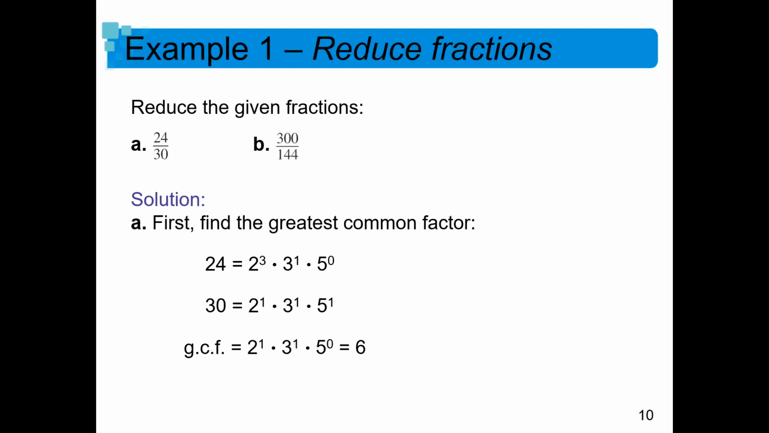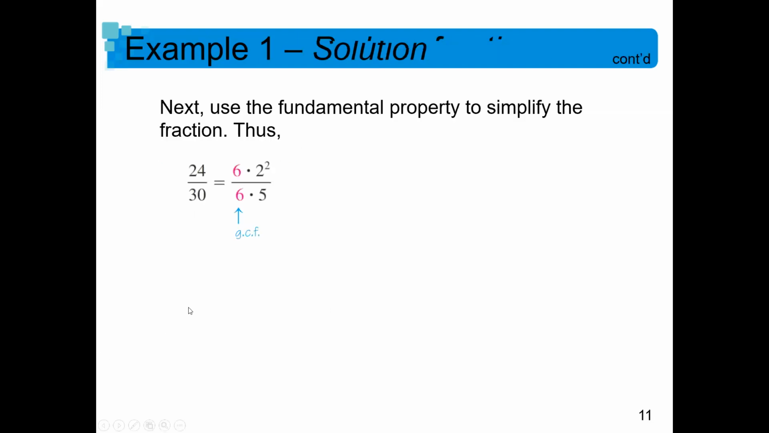And for the prime base 5, you select 5 to the 0, which is the lowest. And 2 to the 1 times 3 to the 1 times 5 to the 0 is just equal to 6. And so the GCF is 6. So what's the next step?